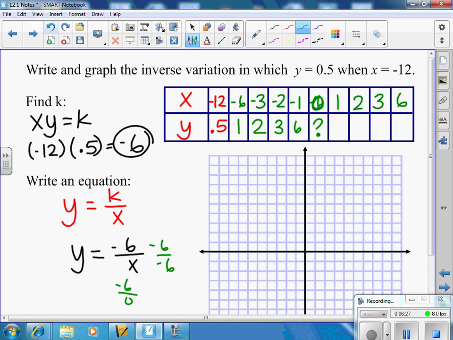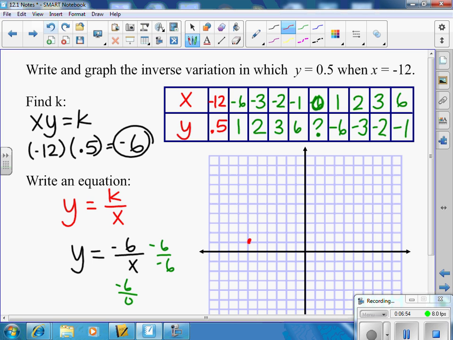So if you do negative 6 divided by 1, you get negative 6. Divided by 2, you get negative 3. Divided by 3, you get negative 2. And divided by 6, you get negative 1. So now let's plot these points on our graph. First one, 1, 2, 3, 4, 5, 6, 7, 8, 9, 10 doesn't fit. So let's move on to the next one that we did. Negative 6, 1. 1, 2, 3, 4, 5, 6, and 1.